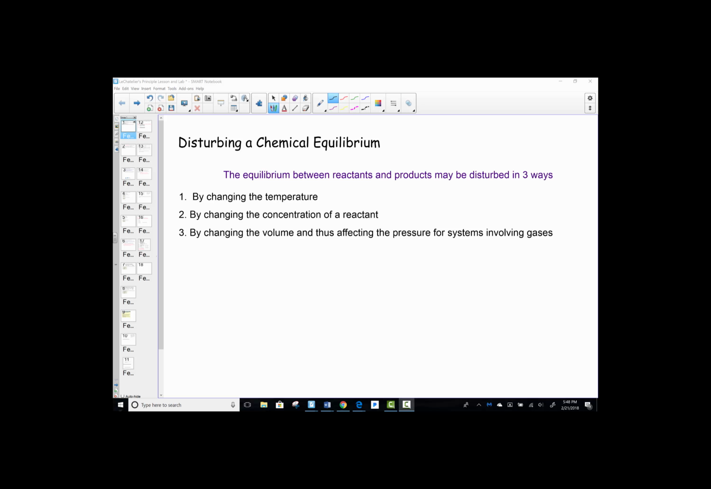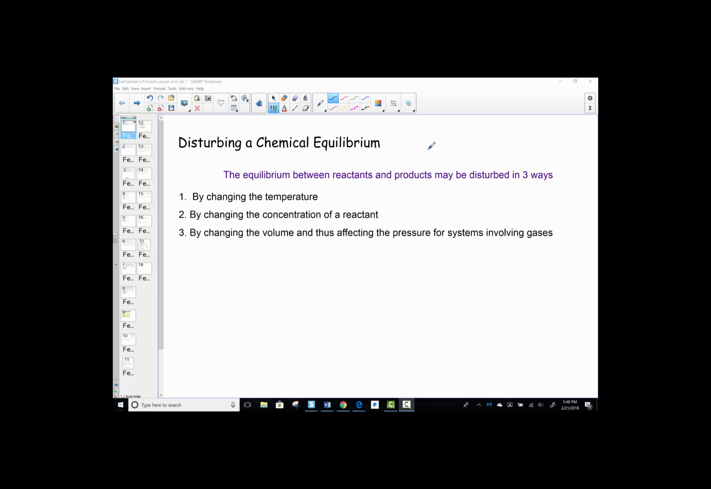This begins a pre-lab introduction to Lab 4 called Systems in Equilibrium and Le Chatelier's Principle. We've not yet discussed Le Chatelier's Principle, and I wanted to take an opportunity to be sure that you had a sound foundation for the lab today. So we're going to be talking about disturbing a chemical equilibrium.